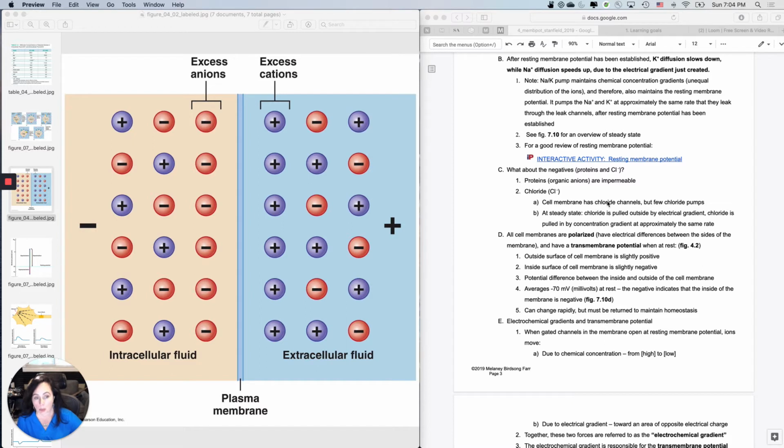all cell membranes are polarized, and they have what's called a transmembrane potential, and I described that to you before. Since they are different on the inside and outside, there is a potential electrical difference from the extracellular fluid to the intracellular fluid, and this is all at rest. The outside is slightly positive, the inside is slightly negative. There is a difference between the inside and the outside. It averages about minus 70 millivolts different. The negative indicates that the inside of the cell membrane is negative.